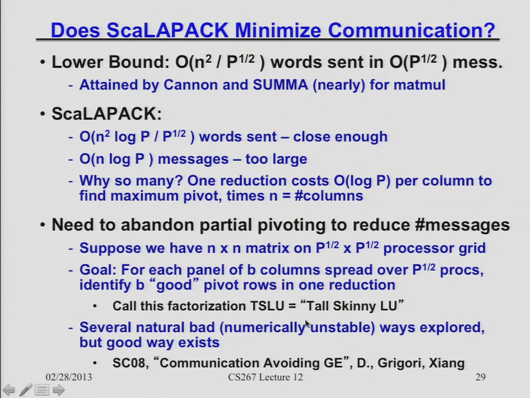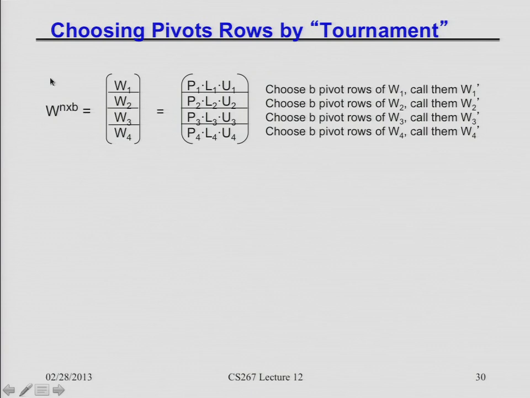And so let me tell you how to do it. Let me suppose, here's my tall skinny matrix. It has n rows and b columns. And just to keep the picture simple, assume that I only have 4 processors. So each processor owns 1/4 of the rows of this matrix. So processor one owns the first n over 4 rows and so forth.